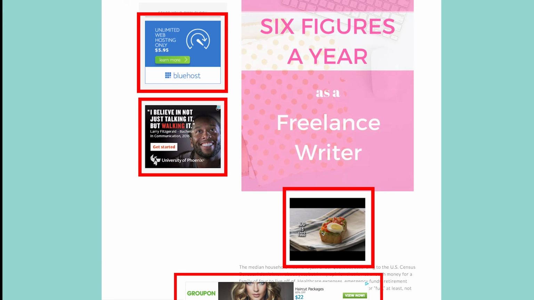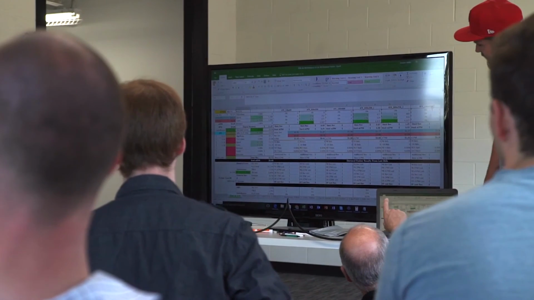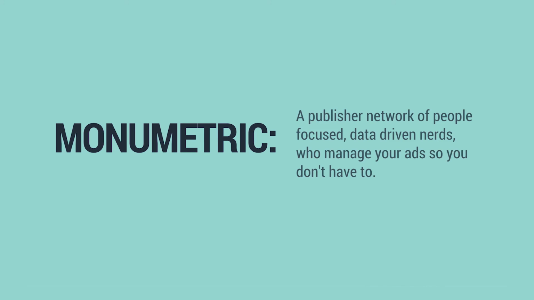When ads are placed, bought, and sold, you begin to make money, which brings us to yield optimization. This is when you are making the most money possible for your impressions. This is what we do. Monumetric, a publisher network of people-focused, data-driven nerds who manage your ads so you don't have to.